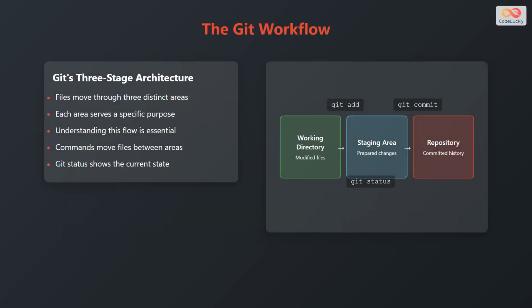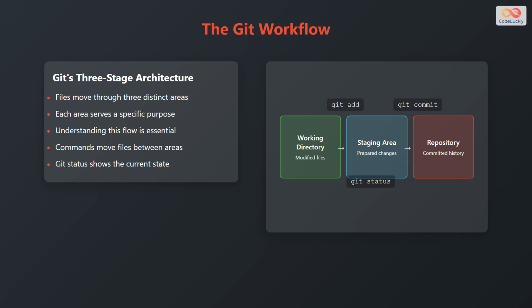Git operates using a three-stage architecture. Files transition through three distinct areas: the working directory, the staging area, and the repository. Each area serves a specific and unique purpose in the version control process. Understanding this flow is essential for effective collaboration and project management. Commands like git add and git commit are used to move files between these areas. The git status command is crucial for checking the current state of your project.